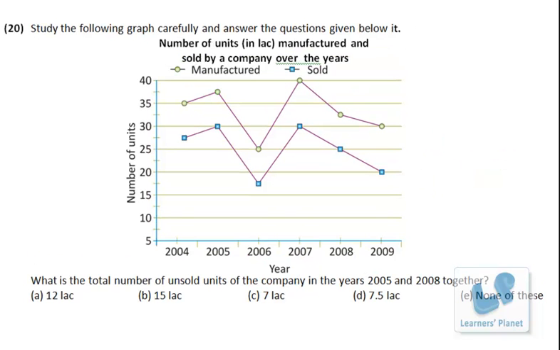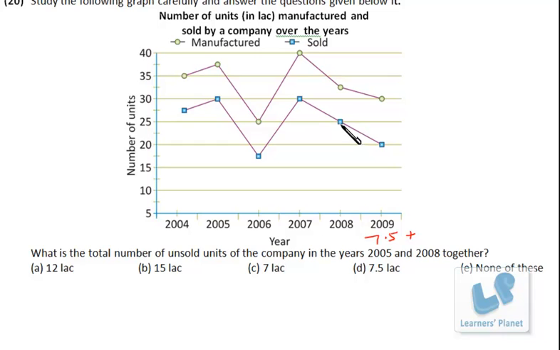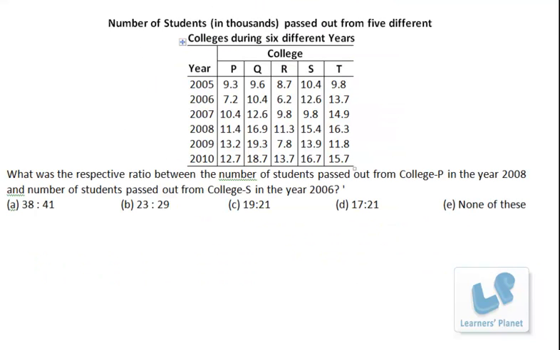Now, what is the total number of unsold units of the company in the year 2005 and 2008 together? So unsold units in 2005 is 37.5 minus 30, that is 7.5, plus in 2008 it is 32.5 minus 25, so it's further 7.5. So 7.5 plus 7.5 is 15 lakh. Okay. Now friends, let's take the next set of questions.